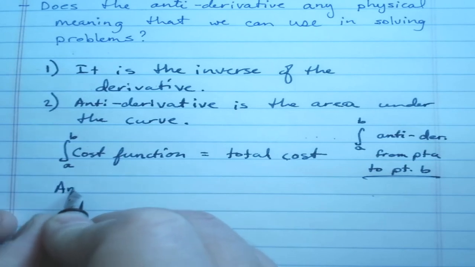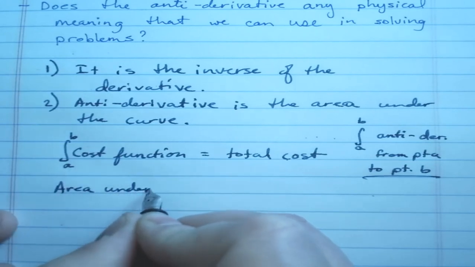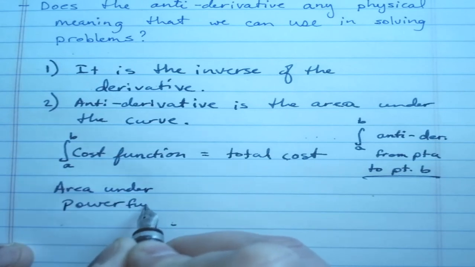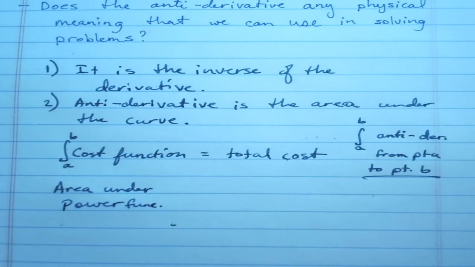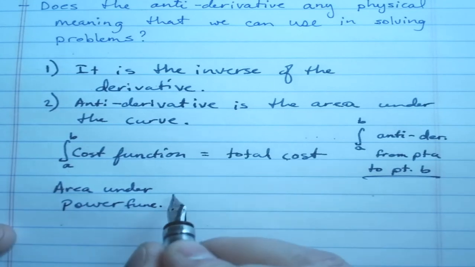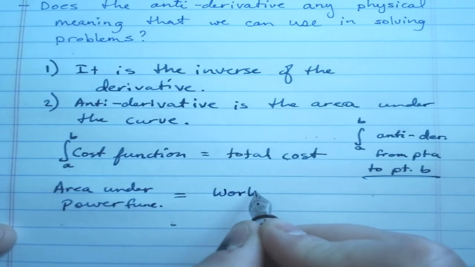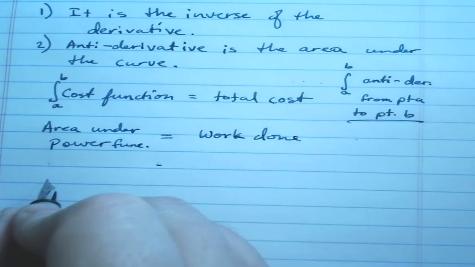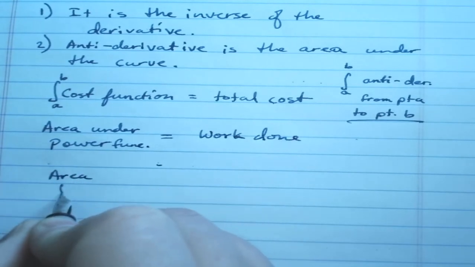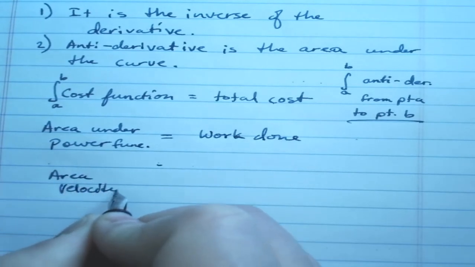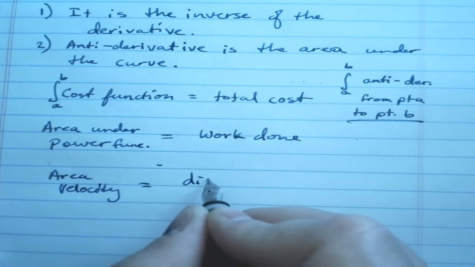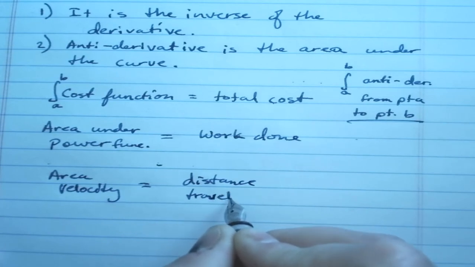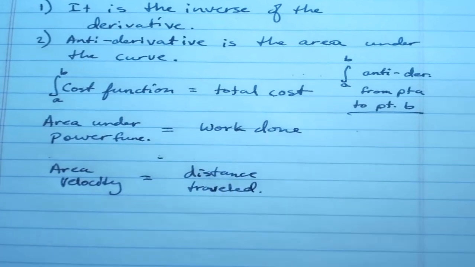I'll give you another example. The area under the power function. Okay, so if I had a function that defined how much power I was using, that's going to be the work done, the total work done by that power. Okay, the area under the velocity function is going to be the distance traveled.